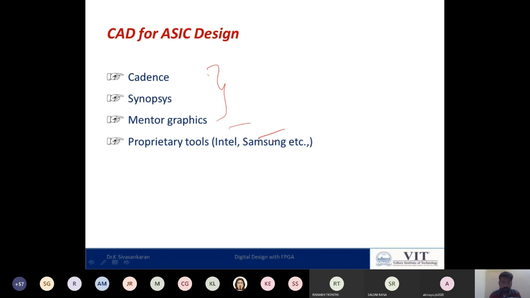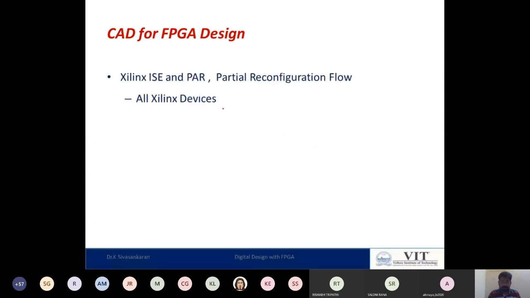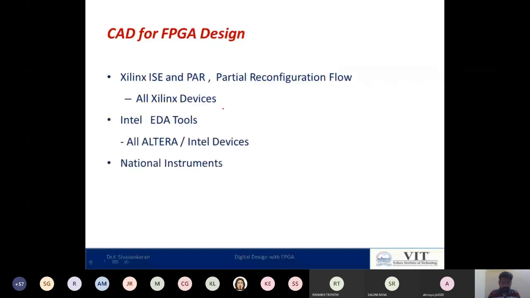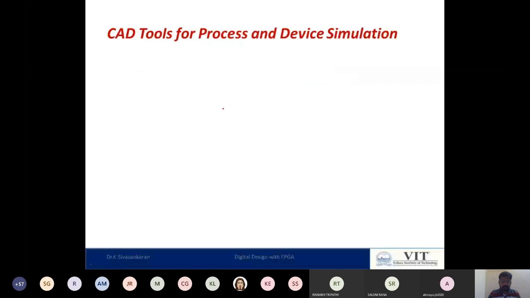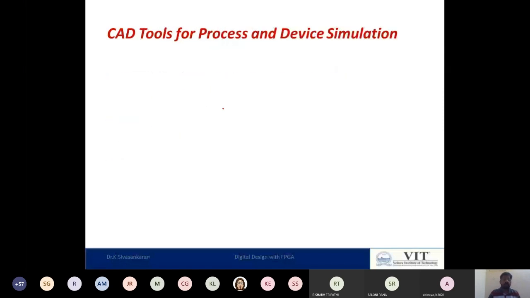So you'll be using Cadence for analog, and for digital, we'll be using Synopsys. Of course, for DFT applications, you can use Mentor Graphics also. So we'll have the complete set of tools in our lab. Coming to the FPGA design, Xilinx for all Xilinx devices, Intel EDA for all Altera and Intel devices, and National Instruments which will support Actel and Lattice FPGAs.